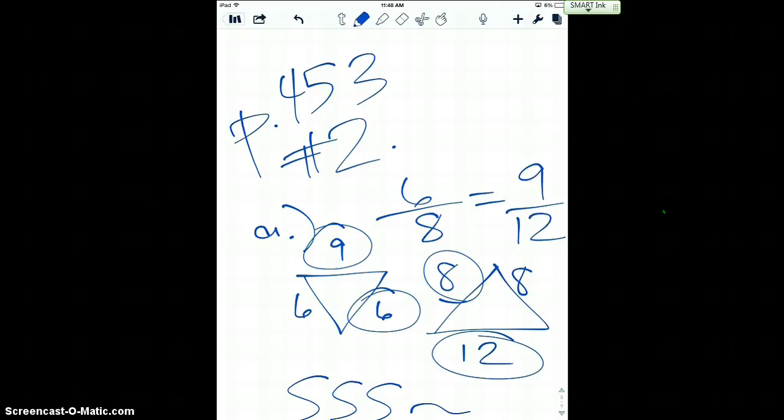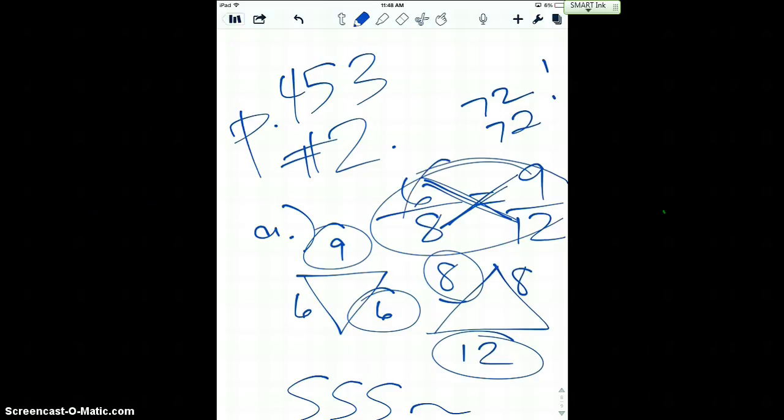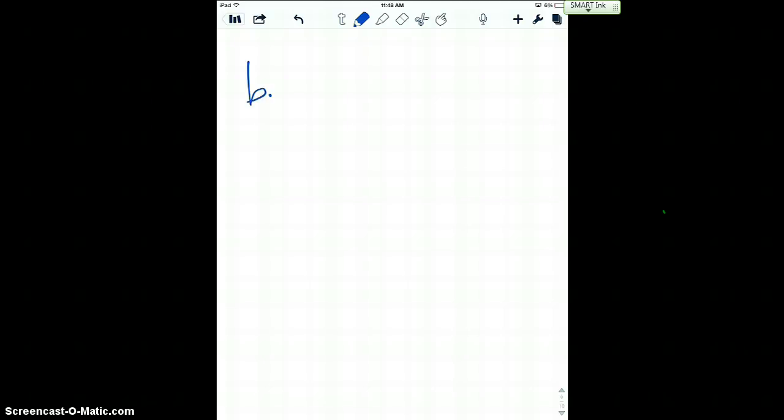Are these the same? Well, I could simplify both ratios, or I could look at their cross products, the means and the extremes. 9 times 8 is 72, and 12 times 6 is 72. So it works. It's a true proportion. So I'd say yes, they are similar by side-side-side. Part B, a little tougher.